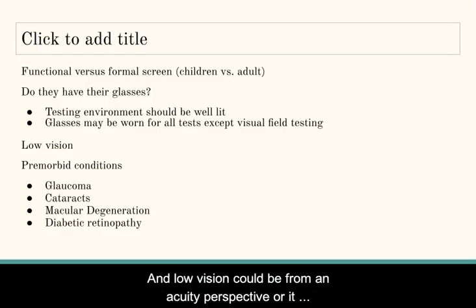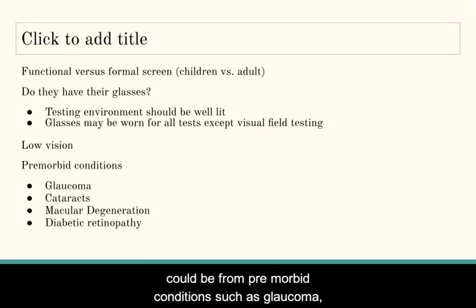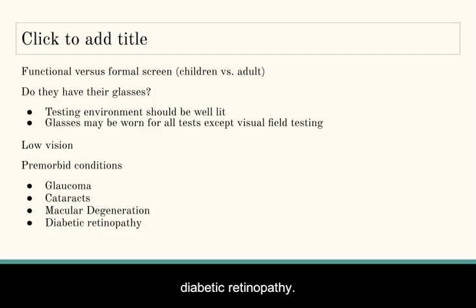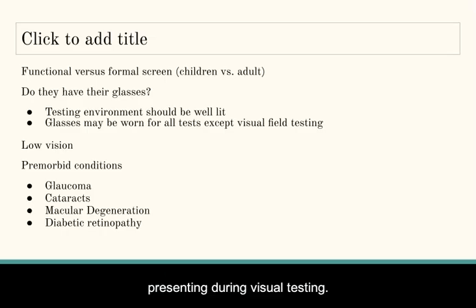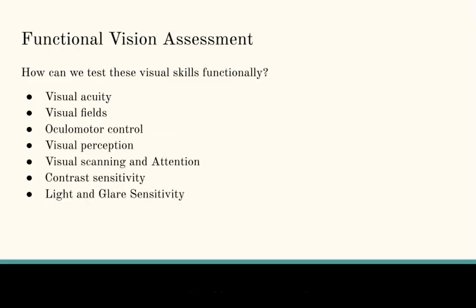And low vision could be from an acuity perspective, or it could be from premorbid conditions such as glaucoma, cataracts, macular degeneration, diabetic retinopathy. So asking those questions as well, because those premorbid conditions, low vision, not having their glasses, those can all impact their presentation and how they are presenting during visual testing.